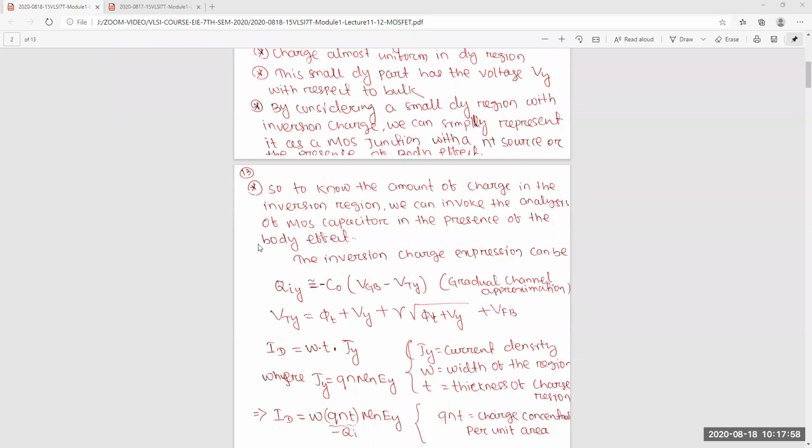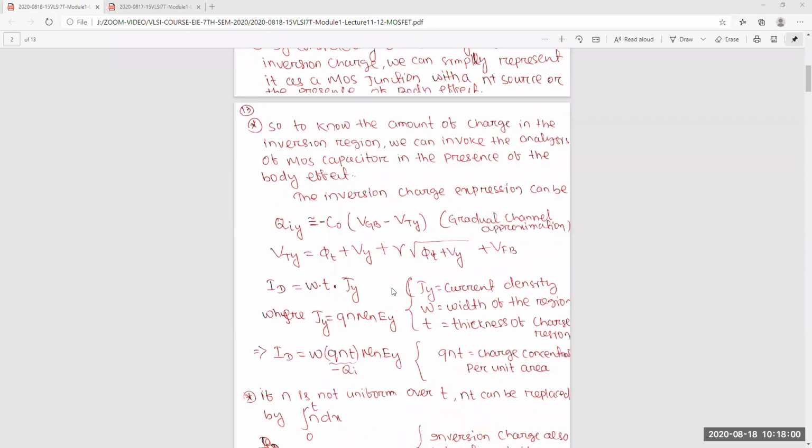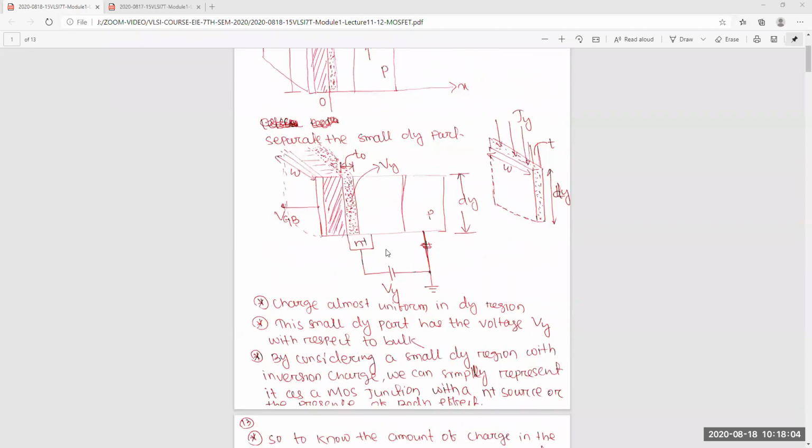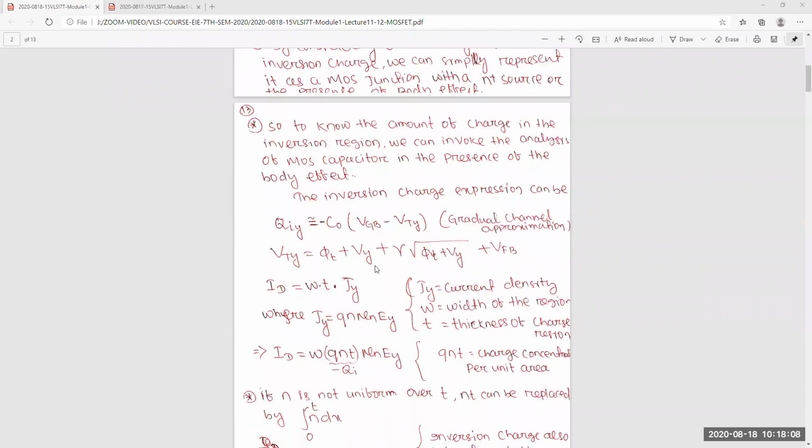Now VT, the threshold voltage, you have also calculated for the body effect. Suppose some body effect is there, VSB. That you have also calculated: phi t plus Vy plus gamma into the square root of phi t plus Vy, plus V flat band. These two things we already calculated when we discussed the body effect. Yes or no?